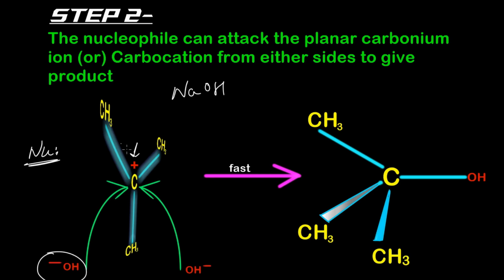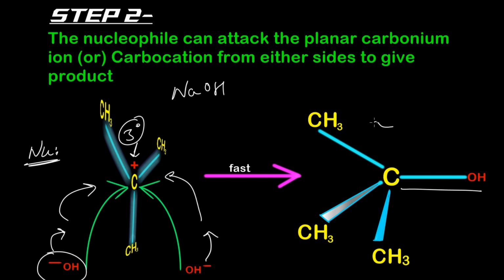Now since the 3-degree carbocation so formed is planar in nature, the OH has the possibility to attack from both sides. The OH can attack from this side or from this side, it doesn't matter. After the attack, it will form a bond with carbon. So carbon will form a bond with oxygen, right? And your reaction is complete.